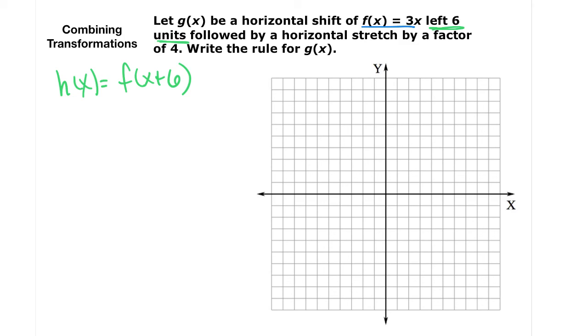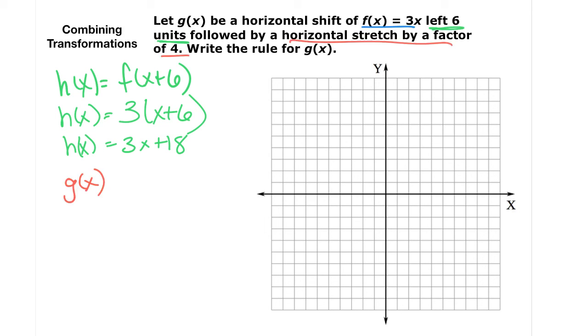Remember, left 6 units means you're going to be adding 6 to those inputs, which I know is weird again. So instead of x, I'm going to write x plus 6. And I'm going to simplify that using distributive property, so I end up with 3x plus 18.